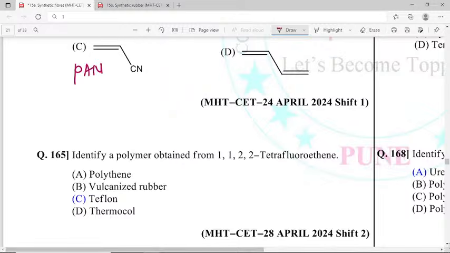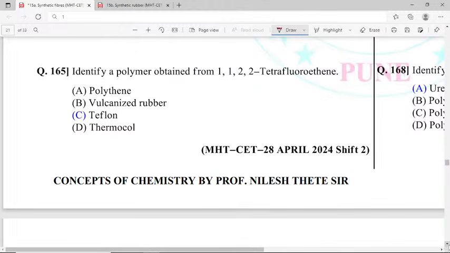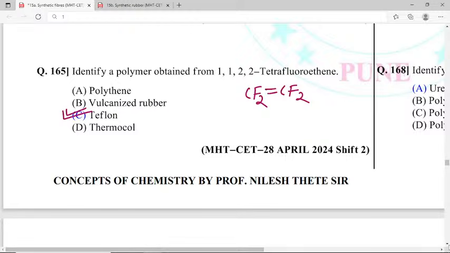That's polyacrylonitrile. Identify the polymer obtained from 1,1,2,2-tetrafluoroethylene. So CF2=CF2, it is Teflon. This is the IUPAC name actually, 1,1,2,2-tetrafluoroethylene. Teflon is the answer. Very important question, please note it down.